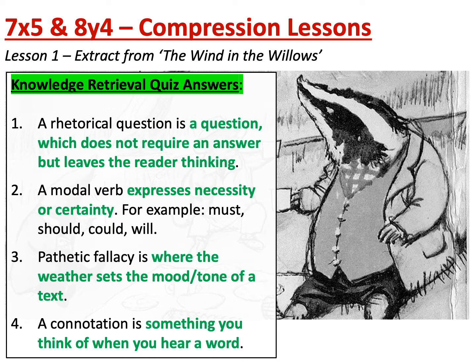Number 3, of course, pathetic fallacy is where the weather sets the mood of a text, the tone of a text. All about how the weather impacts on the mood and tone of a text. And number 4, if you're in 7x5, I hope you have not forgot, because you promised me you would never forget. Of course, a connotation is something you think of when you hear a word. Give yourself a mark out of 4 and let's move on into our new series of work.